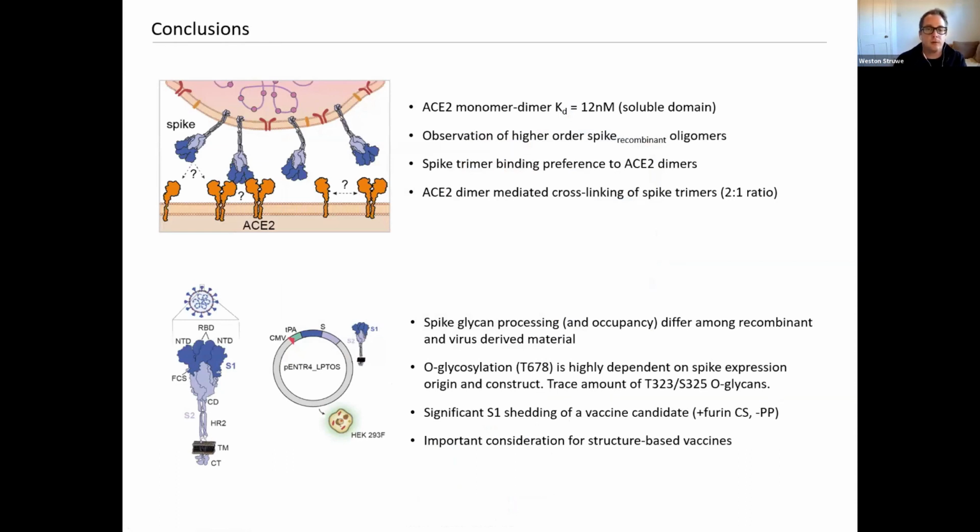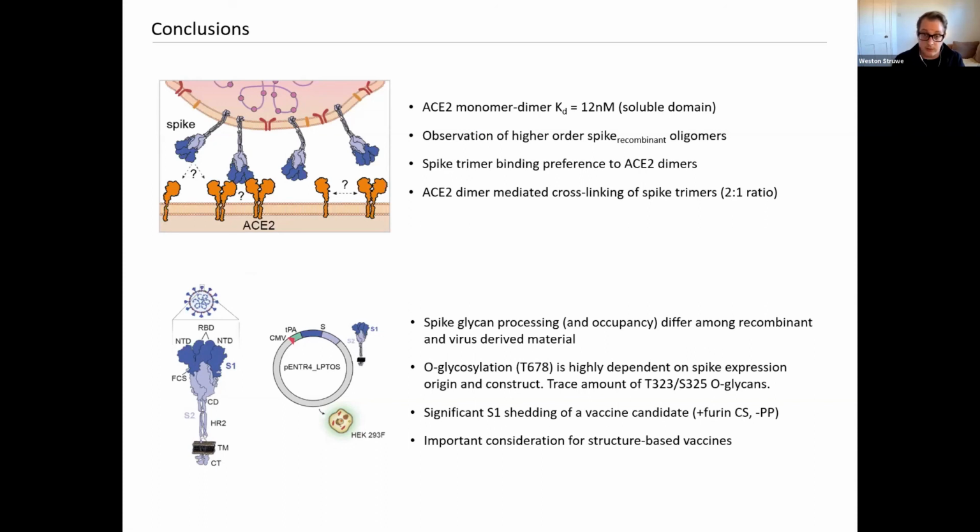So just to conclude, with the first part of the mass spectrometry project, we can clearly see a monomer-dimer equilibrium of ACE2, and I think this was interesting because we really struggled to understand the interplay of this protein complex. I will highlight that this is the cellular domain, so one thing I'd be interested to look at is the effect of the transmembrane domain and the lipid bilayer in this assembly.